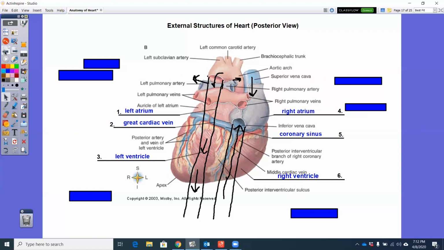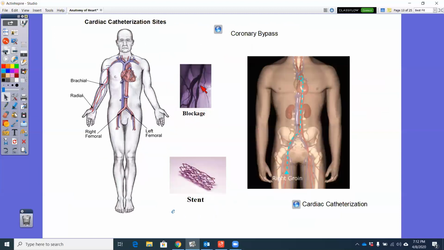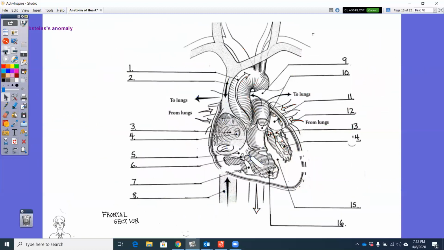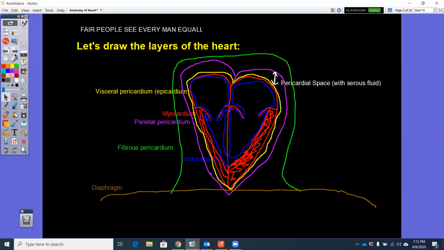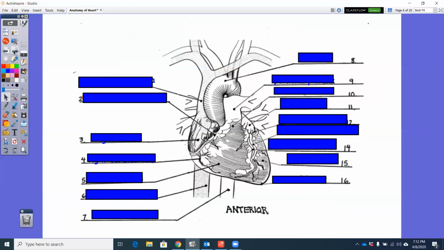All right, so let's go to the more hand-drawn picture of the heart, and then we will be done for today. All right, we've already done that. Okay, so this is your second sheet in your packet of, probably the third sheet in your packet of heart stuff. So let's look at this structure.